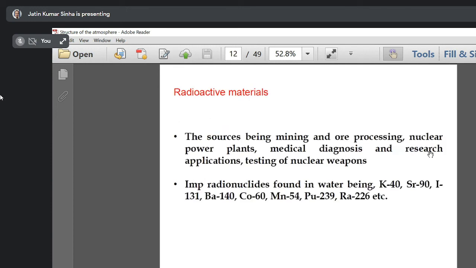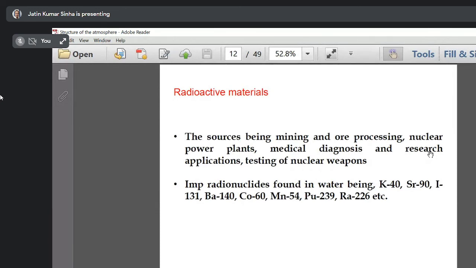Then we have radioactive metals, which are not that common in terms of inorganic pollutants, but it does happen because we have mining or ore processing where radioactive materials can be found. Besides that, we have nuclear power plants. Also in medical diagnosis, we use some radioactive materials, particularly in the treatment of cancer. Radioactive materials are also used in research applications and testing nuclear weapons. So these are the sources for the release of radioactive materials to the water system.